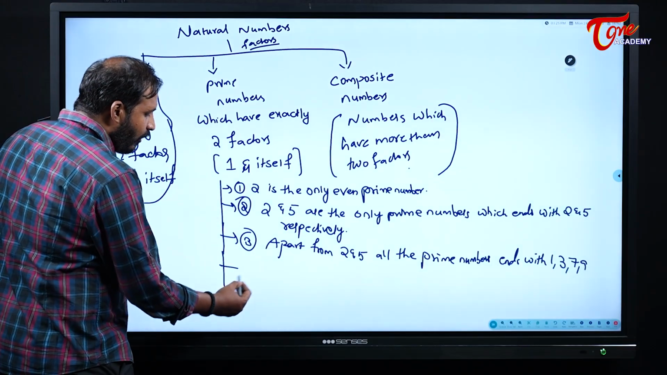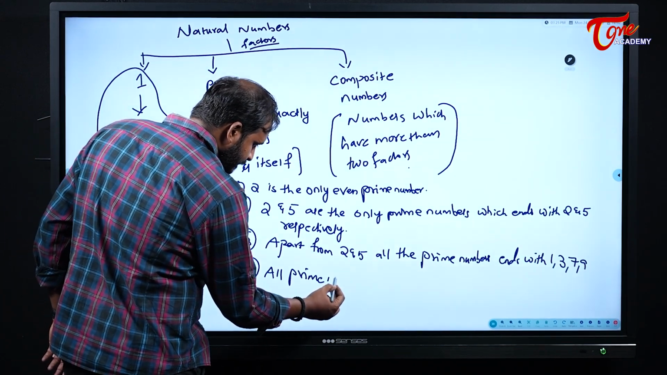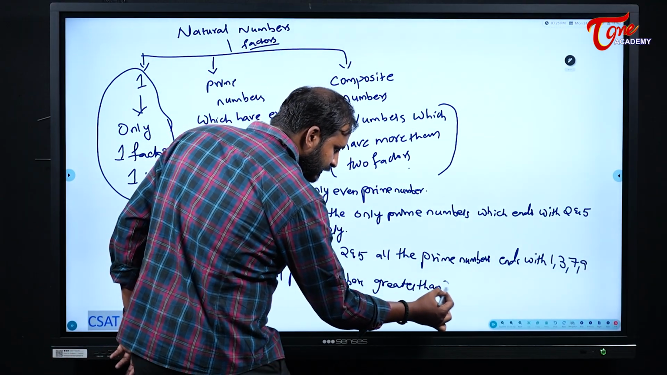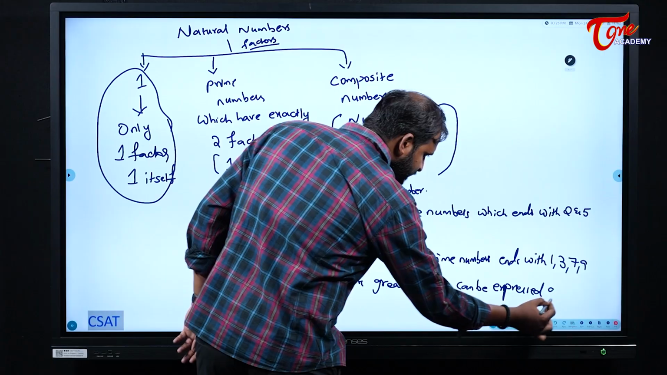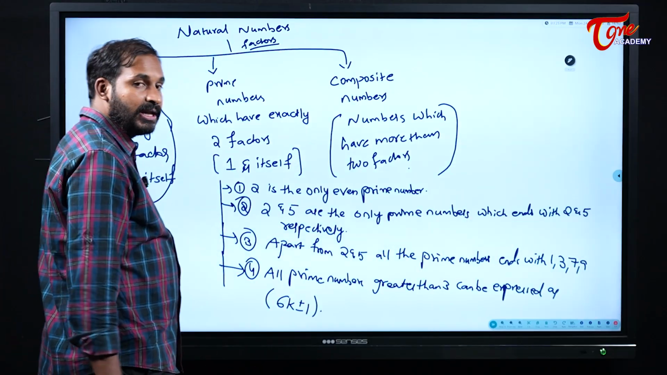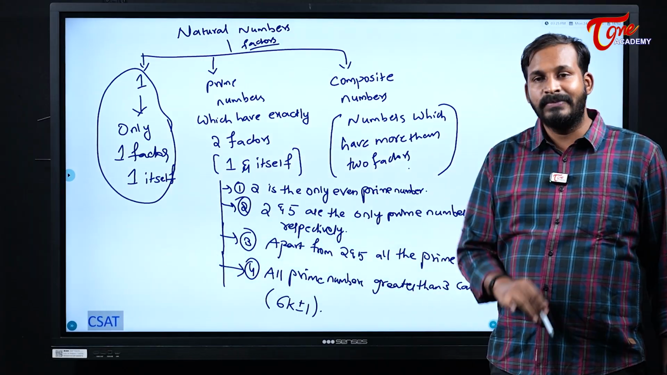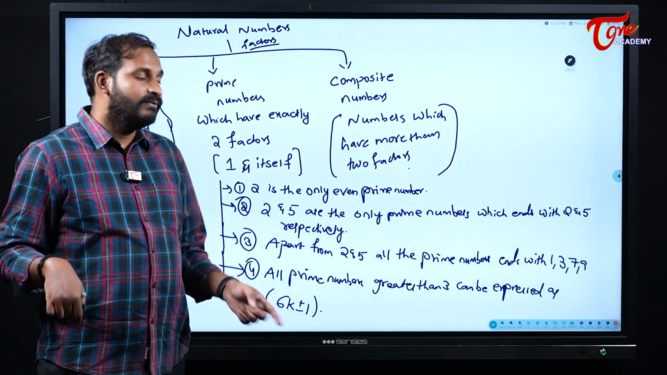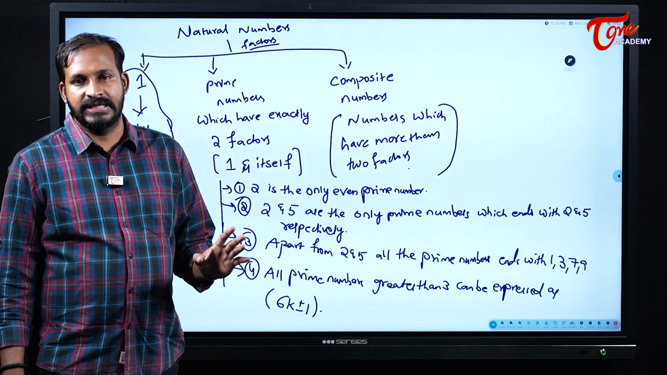Next one, all prime numbers greater than 3 can be expressed as 6k plus or minus 1. That means all the prime numbers we can write in the form of 6k plus or minus 1. It doesn't mean that all the numbers written in the form of 6k plus or minus 1 are prime numbers. That is a wrong perception. But we can write all the prime numbers in the form of 6k plus or minus 1.